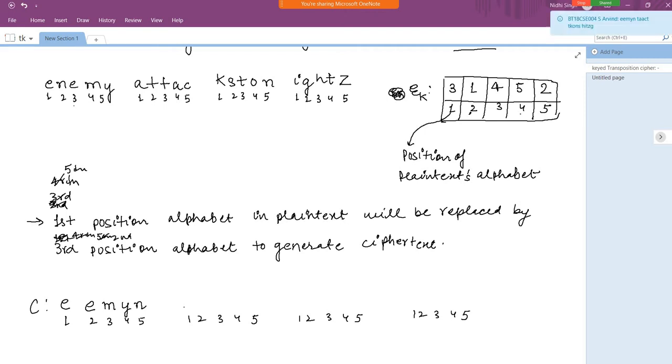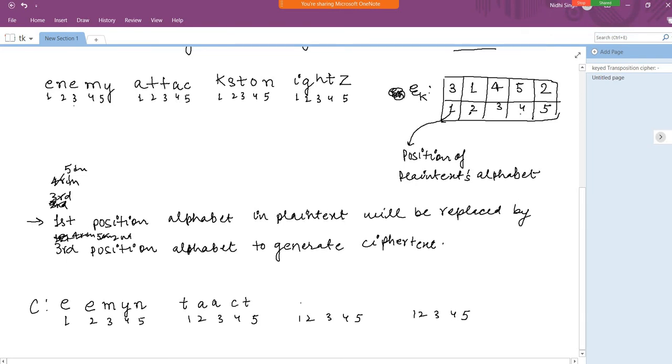Yes, the answer is correct. So I will not discuss it in detail. I will directly write the answer. It's very simple to understand. Just move the characters according to the key.